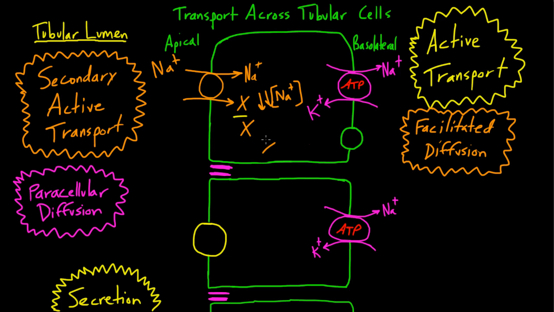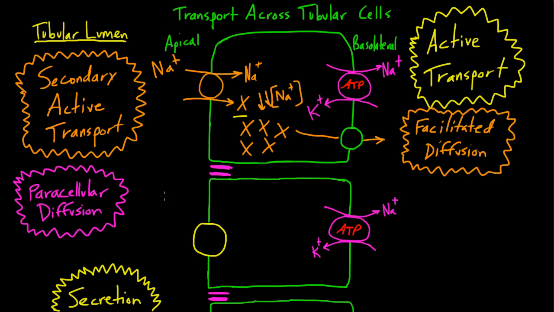And so this other thing, I'll just say X, as it accumulates inside the cell, now there'll be a concentration gradient for it to leave the cell, and it can leave through this carrier protein, which is called facilitated diffusion. It's moving based on a concentration gradient, but the carrier protein is helping it move transcellularly. Glucose is reabsorbed in this fashion.